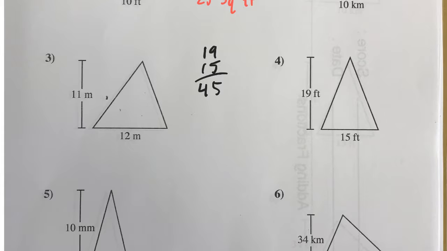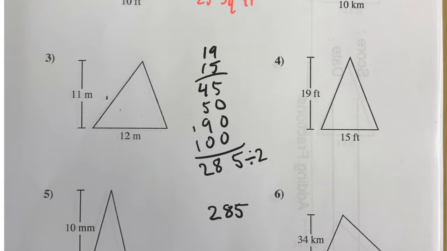I have 5 times 9 is 45, 5 times 10 is 50, 10 times 9 is 90, 10 times 10 is 100. So that's going to give me 285. And can you divide that by 2? This is a little bit trickier. I think there's actually 2 ways you could do this. One is the traditional way, where you just do division. So if I just put 285 divided by 2, I would have that.